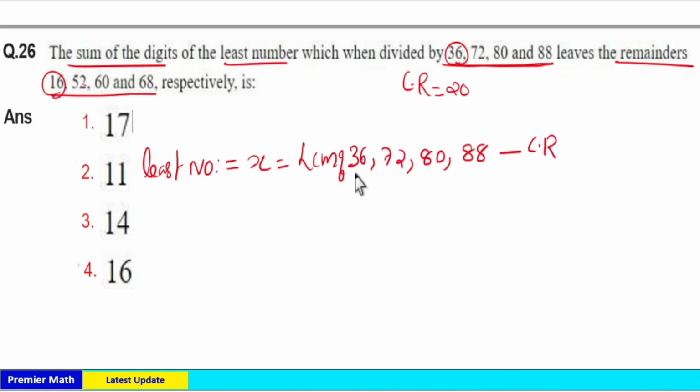Here LCM of these numbers means take the prime factorization. 9 into 4 is 36. That is 3 square into 2 square. And 72 is 9 into 8, that is 3 square into 2 cube. 80 is 16 into 5, that is 5 into 2 raised to 4, and 88 is 11 into 8, that is 11 into 2 cube.